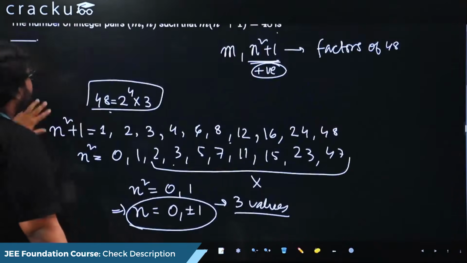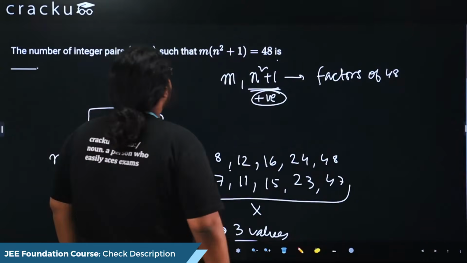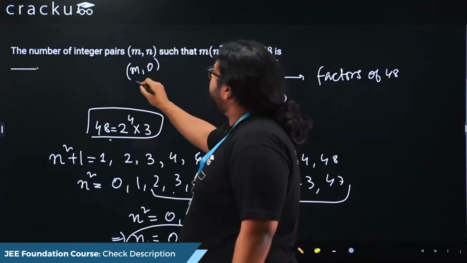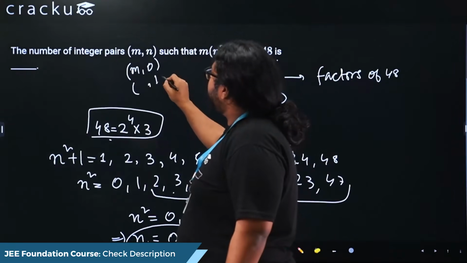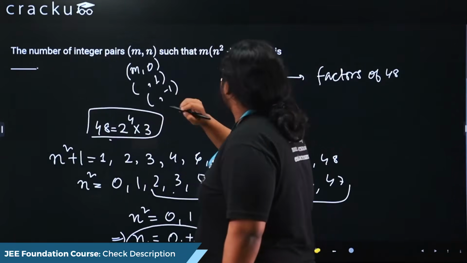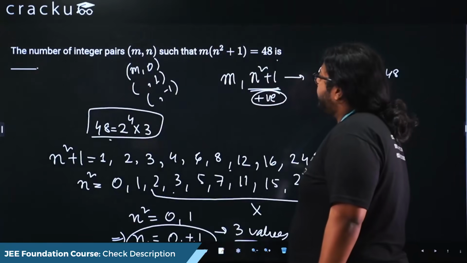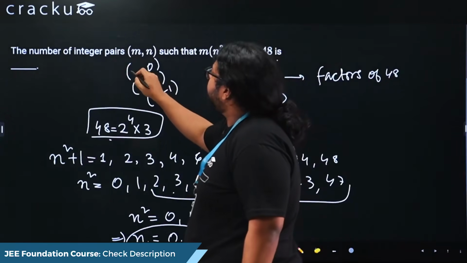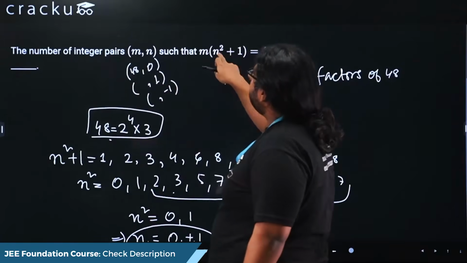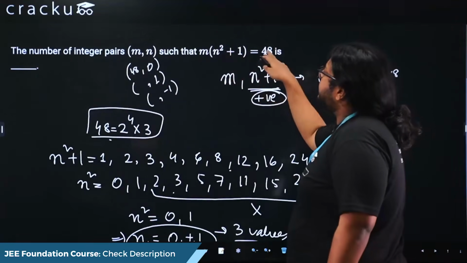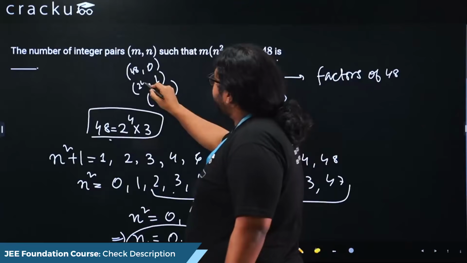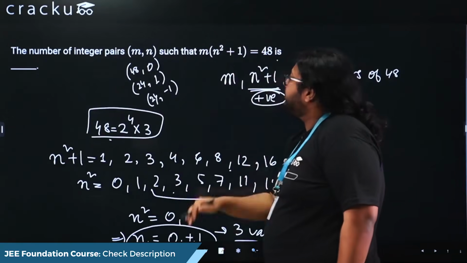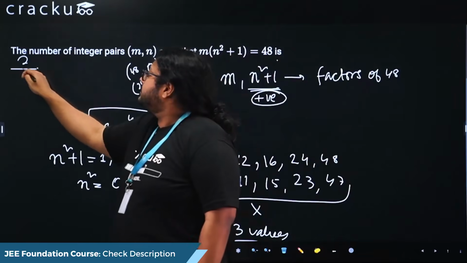So how many integer pairs will I get? For n, I'll get 3. I'll get m with 0, something with 1, and something with minus 1. If I put this to be 0, then m is basically 48. If I put this to be equal to 1, in that case this is 24. If I put minus 1, then also it's 24. I essentially get just 3 integer pairs. So the number of these is 3.